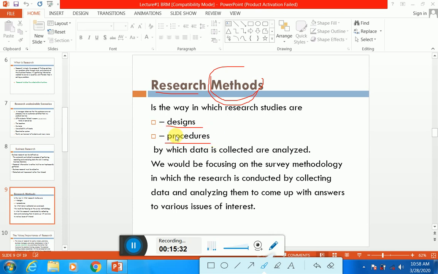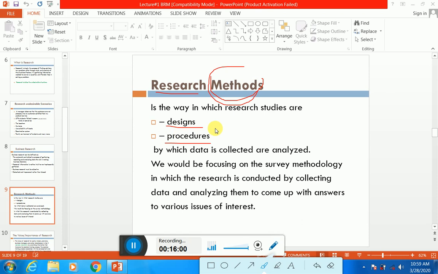After that we have different procedures. Procedures mean the techniques. What type of techniques do I have to use in my research? Should I use the survey method? Should I use record capture method, for example? Should I use the interview method? Should I use a questionnaire method? All these come under your different procedures. So method is simply the combination of designs and procedures.